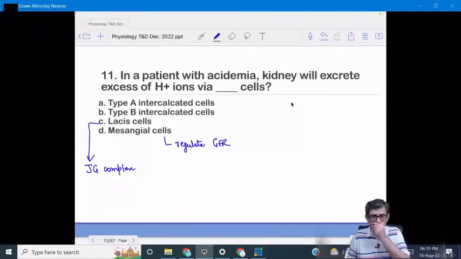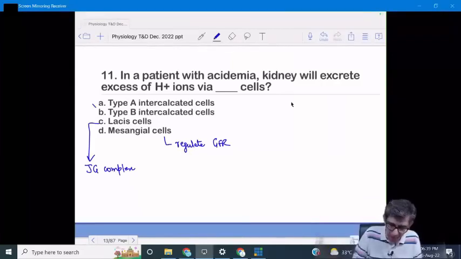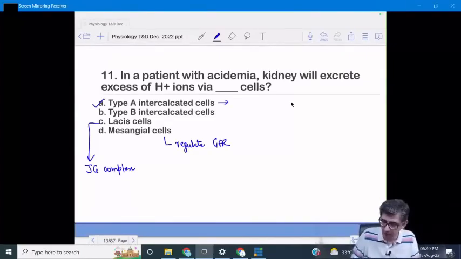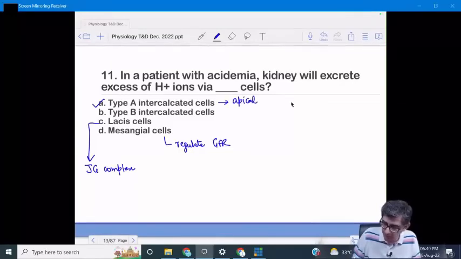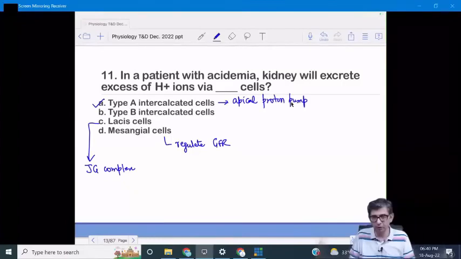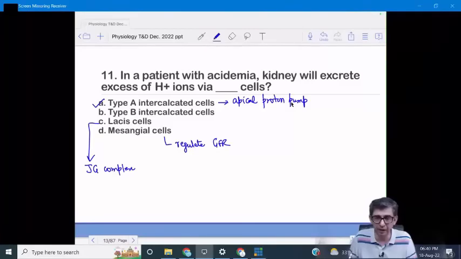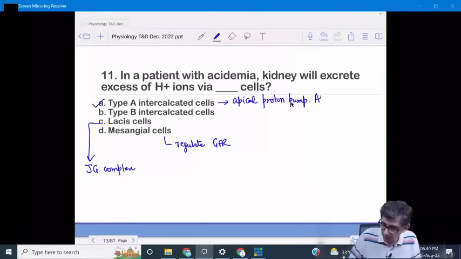Hydrogen ions का जो loss होता है किडनी में, that would be via type A intercalated cells. The correct answer for question number 11 is option number A. जो type A alpha intercalated cells होते हैं, इसको हम किडनी में apical proton pump भी बोलते हैं. Normally we read about proton pump in the stomach, but we're studying about proton pump in the kidney. And the main concern of this would be that it will help in excretion of hydrogen. There is a hormone by the name of aldosterone, जो कि aldosterone increases the expression of this pump.